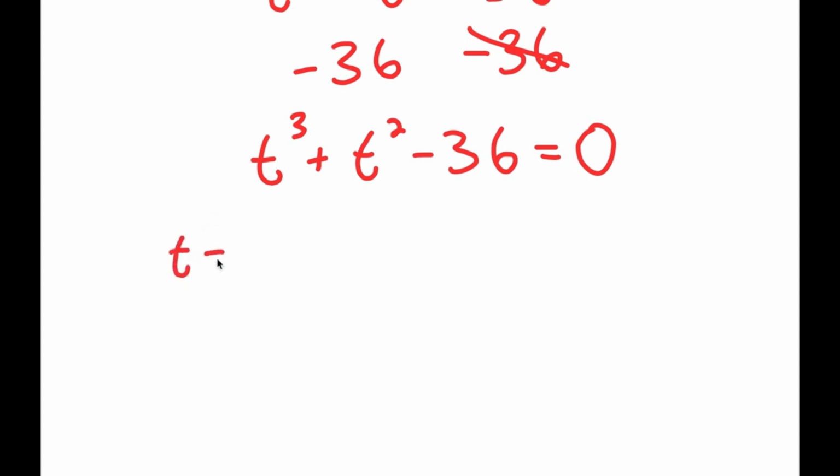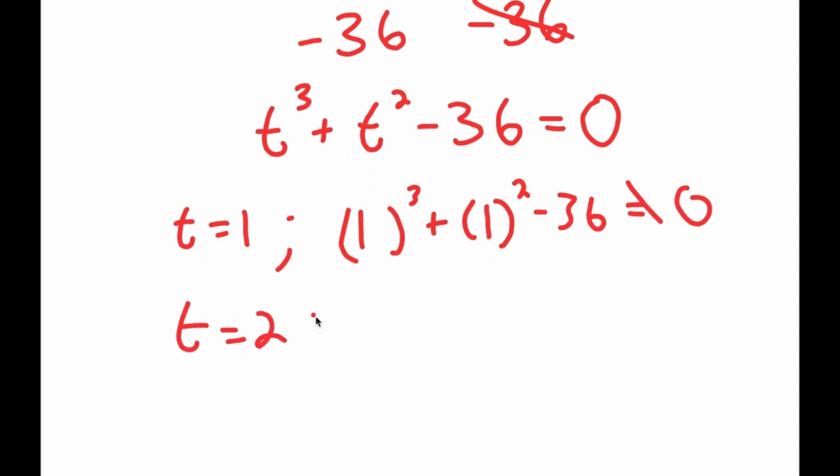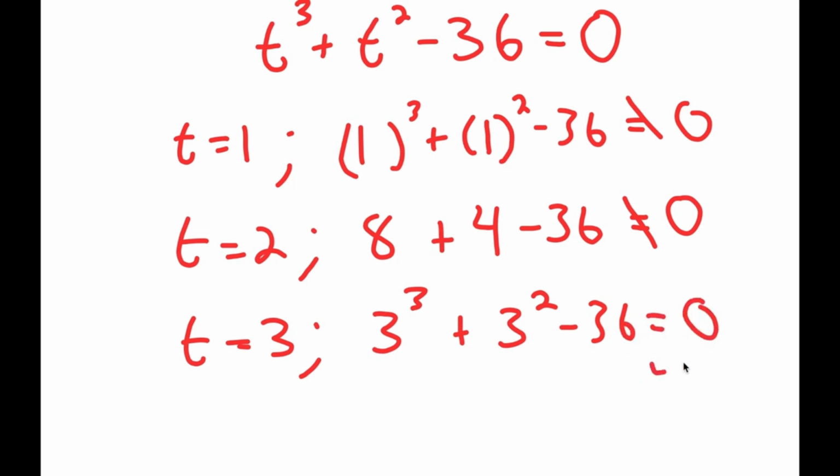So I'll first start with t is equal to 1. If t equals 1, I get 1 to the power of 3 plus 1 squared minus 36, which does not equal 0. If t equals 2, I get 2 to the power of 3, which is 8, plus 2 squared, which is 4, minus 36, which again does not equal 0. Now if t equals 3, I get 3 to the power of 3 plus 3 squared minus 36, which does equal 0. So t equals 3 is a solution to the equation.